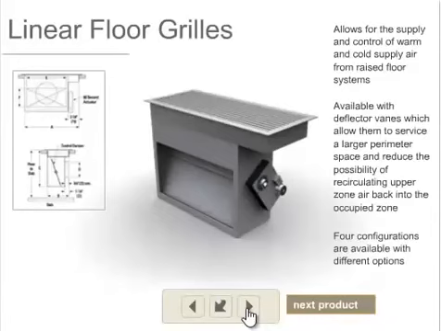4 configurations are available with different options, such as VAV cooling and constant volume heating, modulating damper with electronic actuator, plenum for debris collection, and more. The 4 configurations for the linear floor grills are the LFG-HC, the LFG-VC, the LFG-C, and the LFG-F.